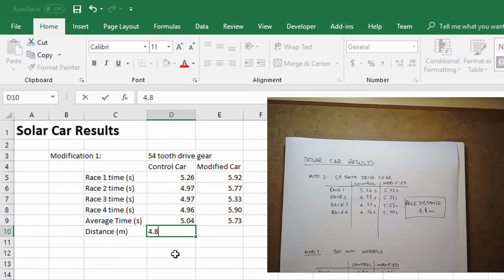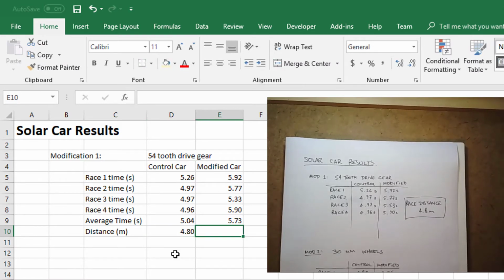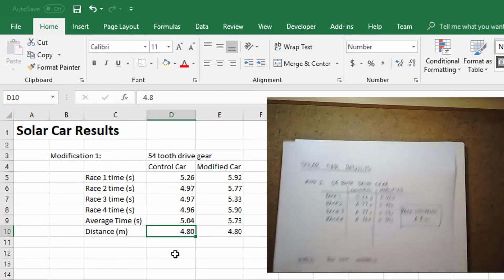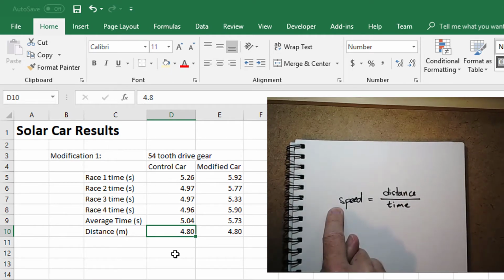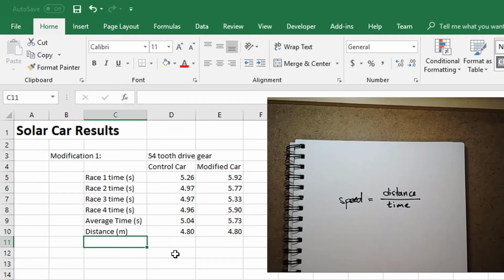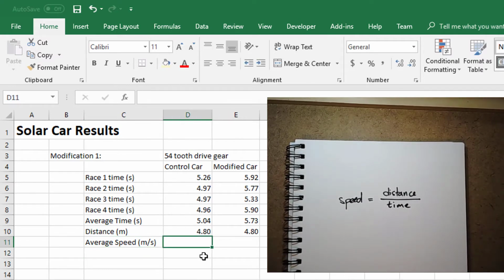Now remember, I can't put 4.8 m, just 4.8. And over here, I also want 4.8, because they both raced over the same distance. Now, because I've got my average time and my distance, which is what I need in my formula, I can calculate my average speed. So let's come over here. Average speed, and that's going to be in meters per second. Average speed meters per second. Okay, now you know how to adjust this. Let's just do that.